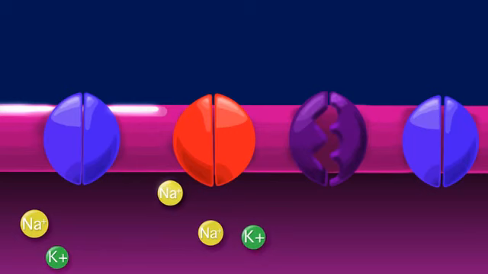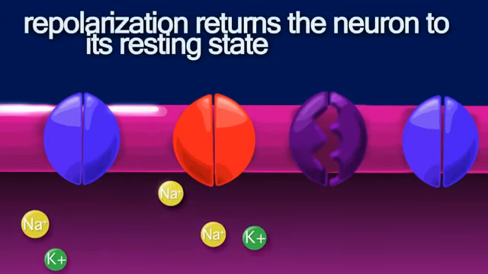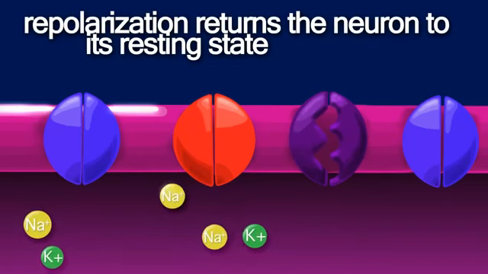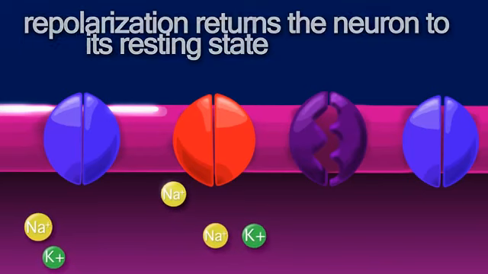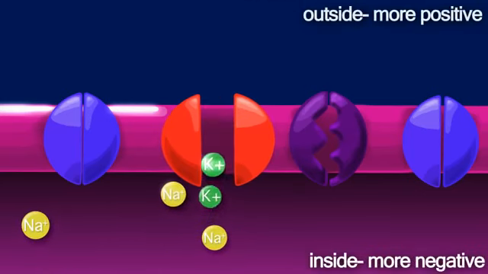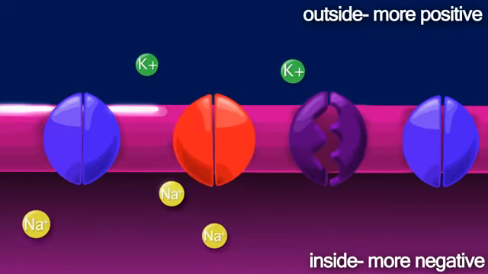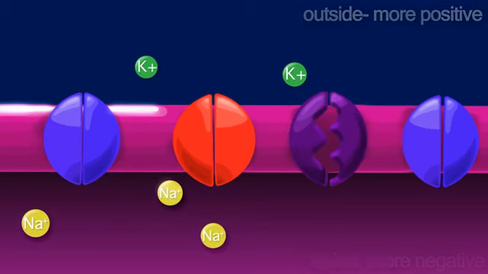After an impulse is transmitted, the neuron must go back to its resting state. Repolarization resets the cell to its original polarized state. The membrane's permeability changes again, allowing potassium to diffuse out of the cell. The neuron returns to its polarized state in which the inside is negative compared to the outside. At this point, the charges are reset.